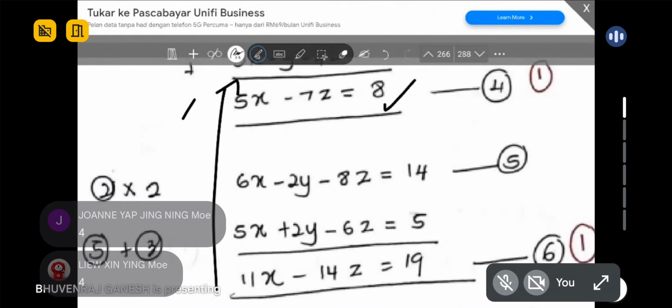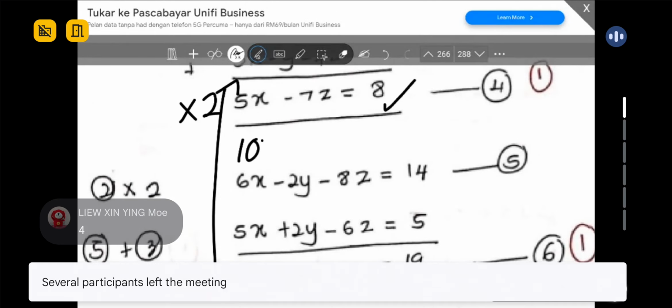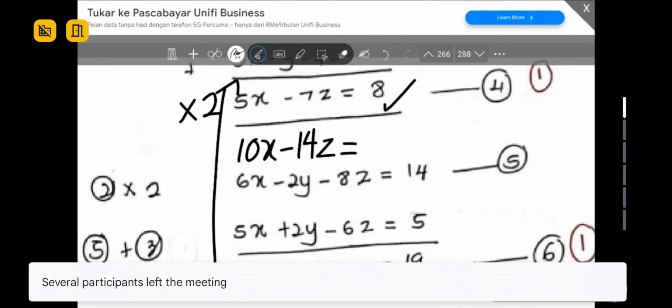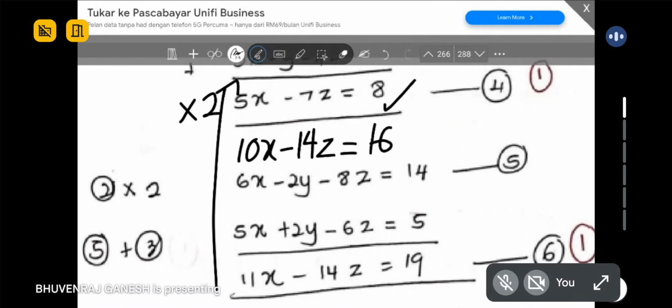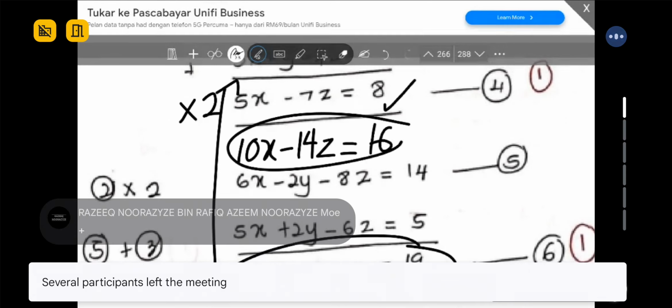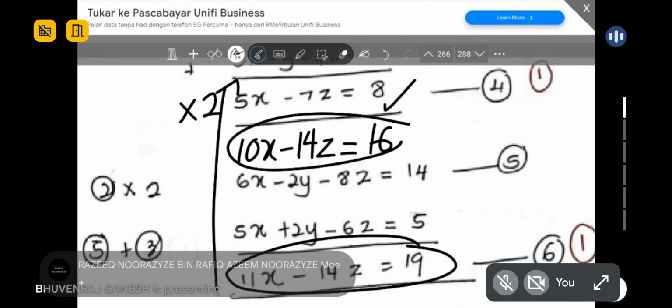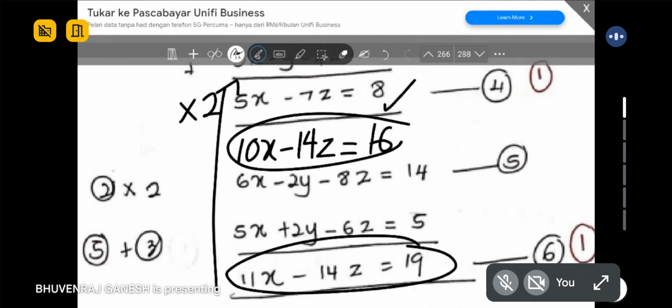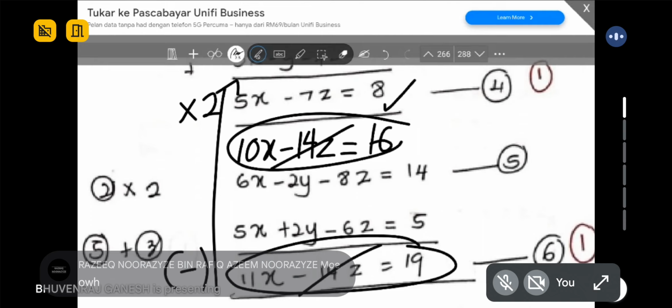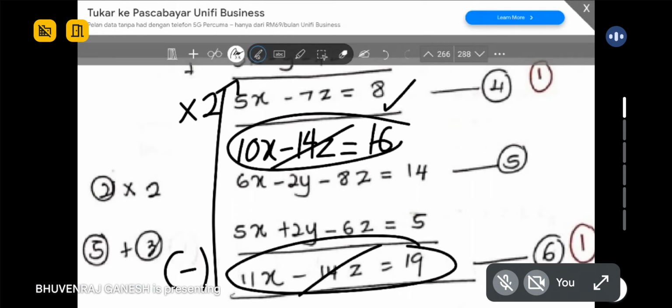Yes. You times this one by 2 lah, guys. Okay, so you get 10x minus 14z equal to 16. So, you plus or minus now? Tambah atau tolak? This one and this one. Yeah. Okay, wait. Are you sure plus? Betul tak? See carefully, guys. Minus 14z, minus 14z. So, actually, tolak guys, you must minus. Okay, because negative 14z minus negative, negative, negative, positive kan? So negative 14z tambah 14z. Okay, so kosong lah. Terhapus.